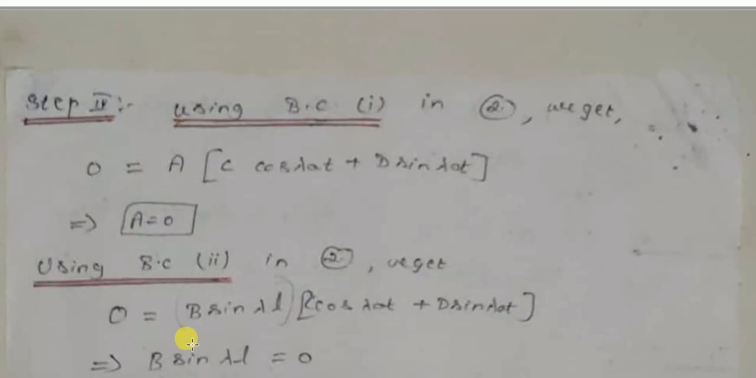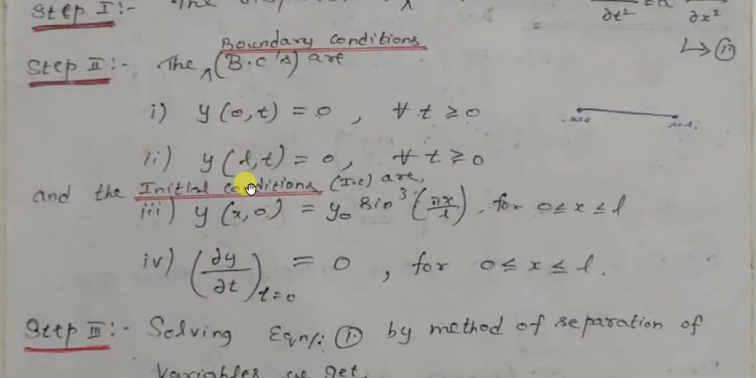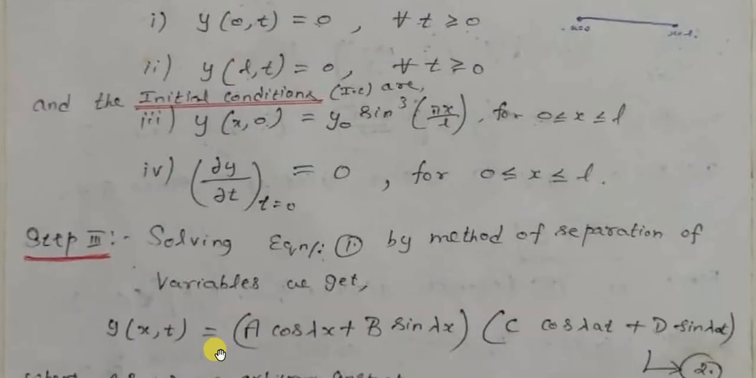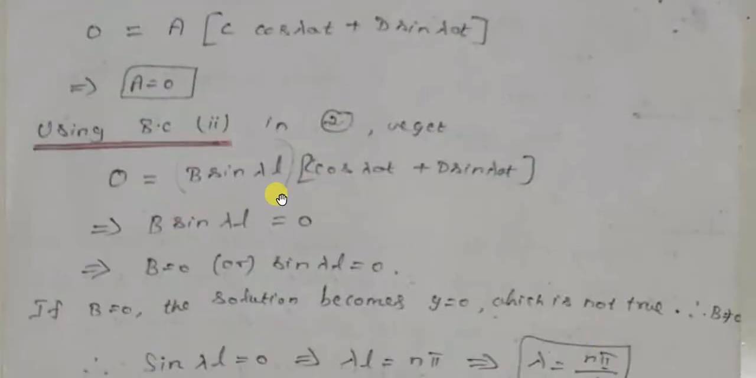Then next is boundary condition 2. Boundary condition 2 is we have to substitute x is equal to L and y is 0. When x is equal to L, y is 0. This we have to substitute in this solution, second equation. So y is 0, left hand side is 0, right hand side a is already 0, no need to write this. And here x we have to substitute as L. These two terms we have to retain as it is. So we get b sin lambda L, c cos lambda at, d sin lambda at, you have to retain as it is.